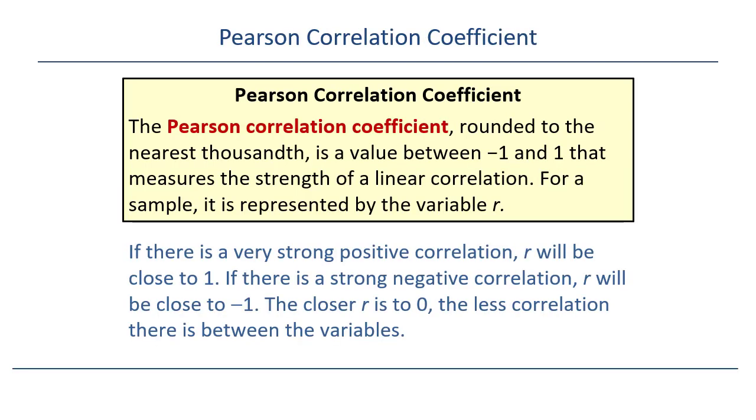Okay. The Pearson correlation coefficient, which is represented by the lowercase r, some books and some sources represent it by an uppercase R. So anytime you see the letter r all by itself, just know that it's most likely talking about the Pearson correlation coefficient.